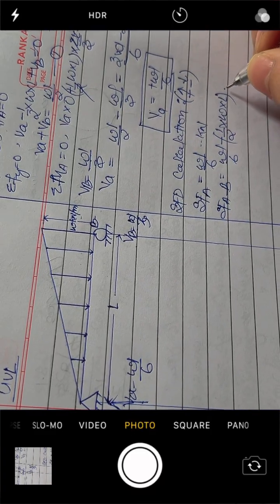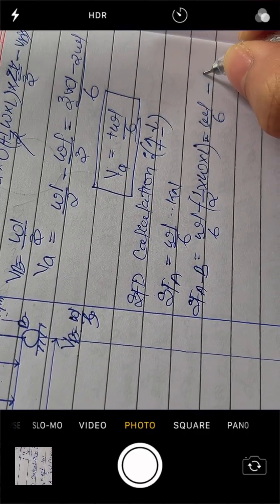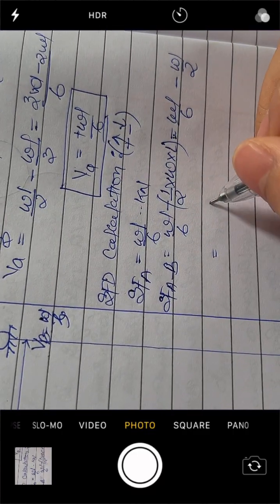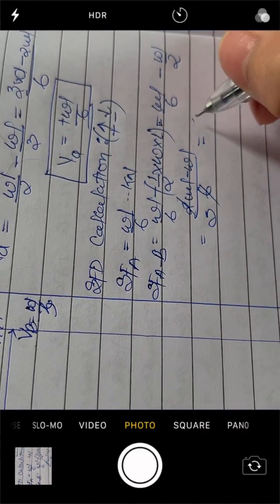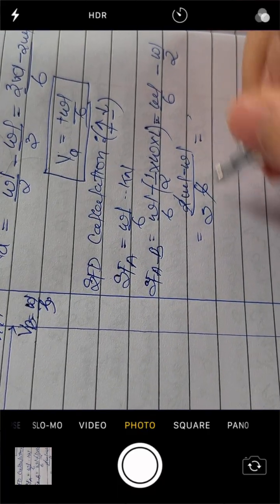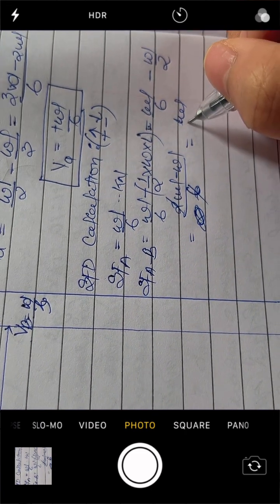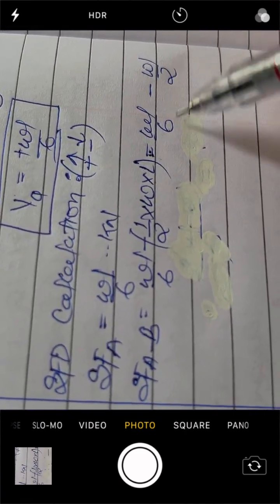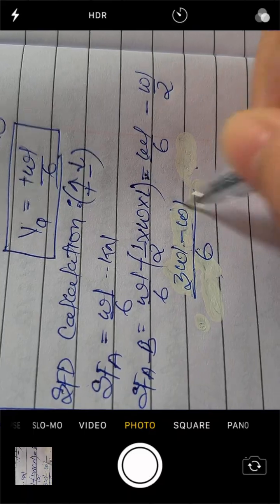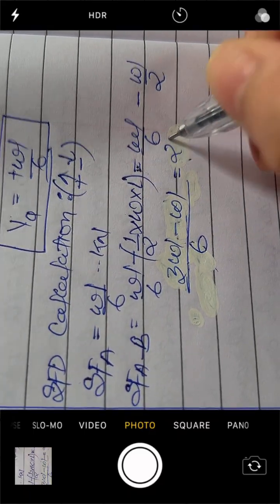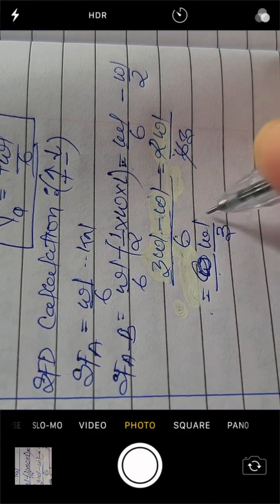After that, from here, we need to solve it. It's going to be WL by 6 minus WL by 2. So with common denominator 6, WL minus 3WL. You can just keep it as it is. I'm so sorry, I made a mistake here. When you take the LCM, it's going to be 6, and here 3 into 2 is going to be 6. So here it's going to be WL minus 3WL, which is minus 2WL divided by 6, that is, WL by 3 kilonewton at B.